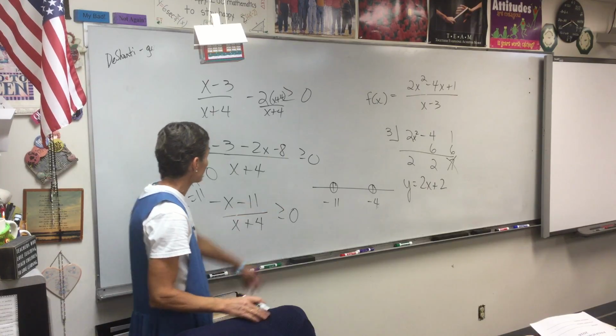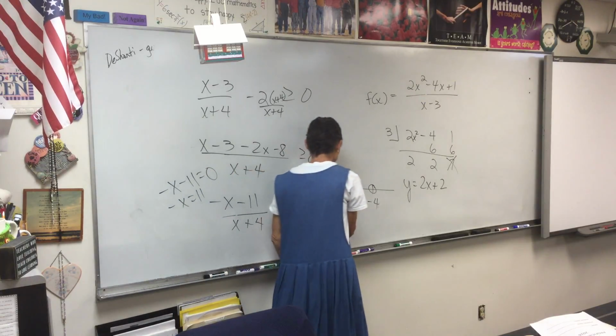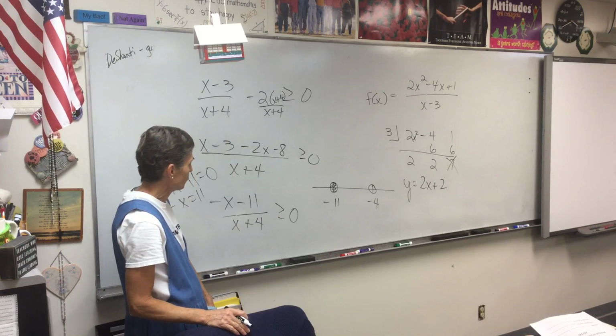Now, is anything there colored in? I see it all equal to here. Negative 11 is colored in, but the denominator dot can't be colored because x can't equal negative 4.